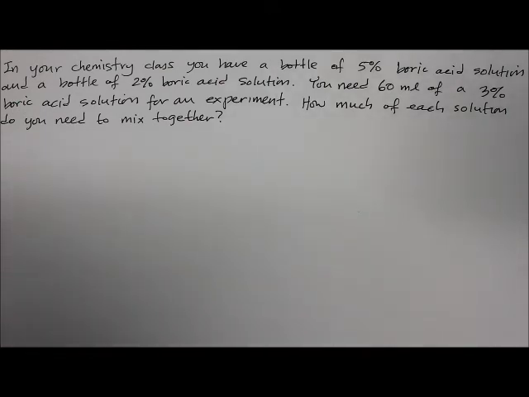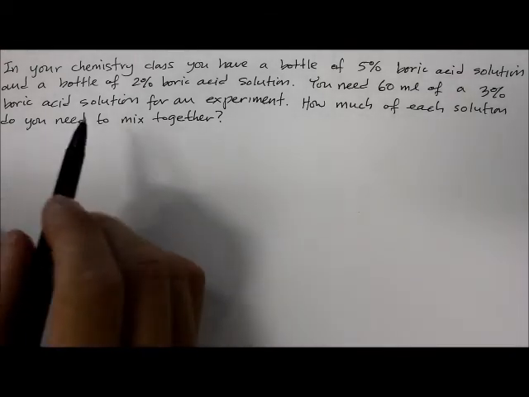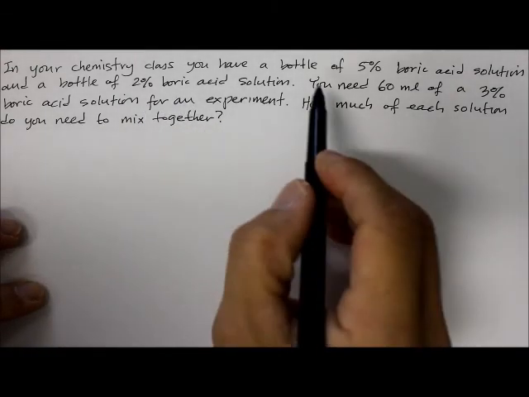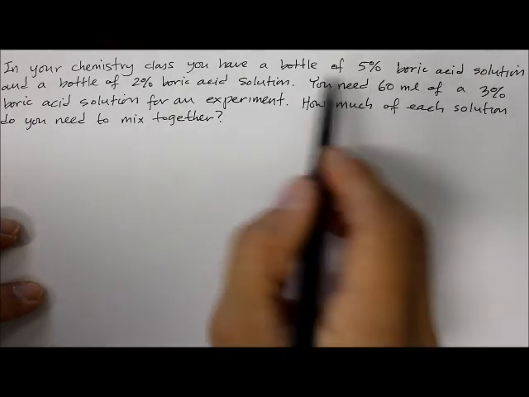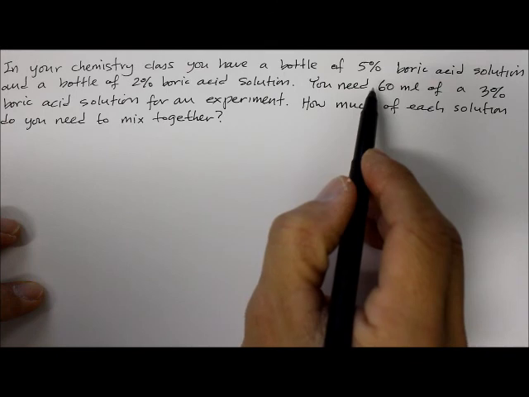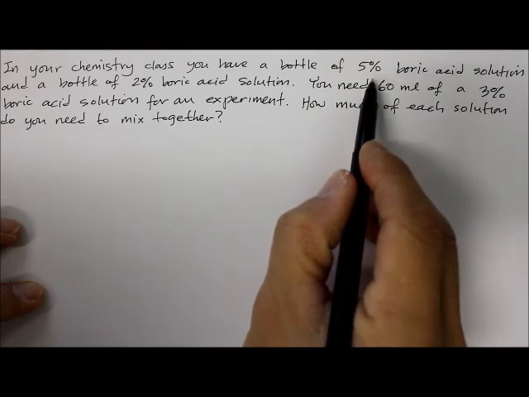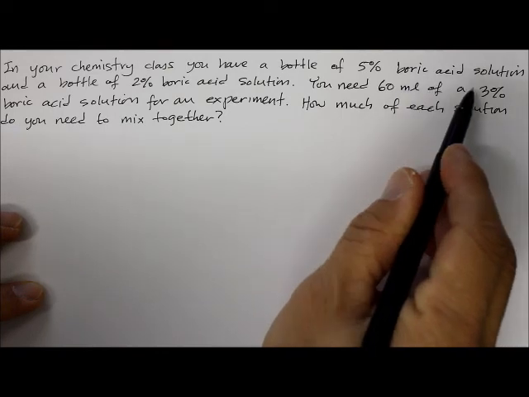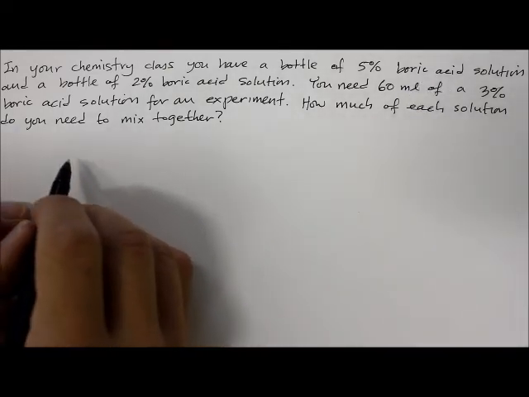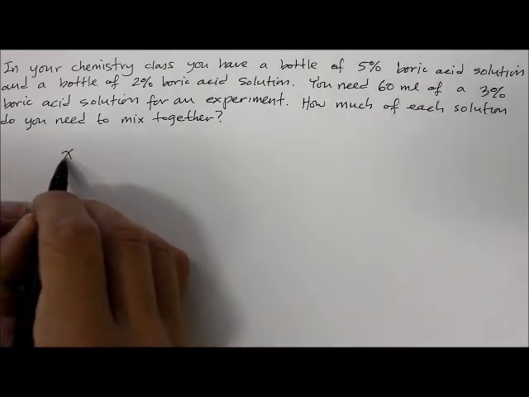Hi, this instructional video is a continuation on the systems of linear equations. This time we're going to use it to solve a word problem. In this case, we have, in a classroom, a bottle of 5% boric acid solution. If you read carefully, it tells you a percentage of a solution, the acid, but it doesn't tell you how much the solution is. So we could represent that as X.